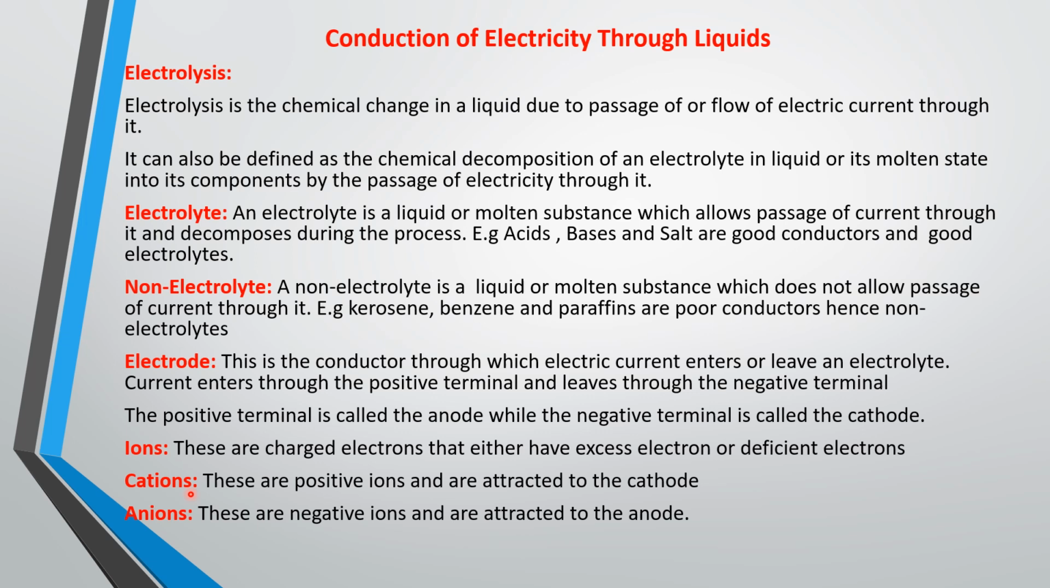The anions are negative ions and they are attracted to the anode. Don't forget that the anode is the positive electrode. So the positive electrode is the anode and the negative electrode is the cathode. What we've discussed so far is a brief introduction to electrolysis. All right.